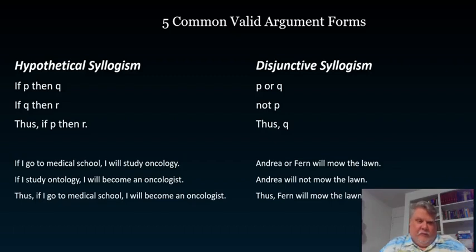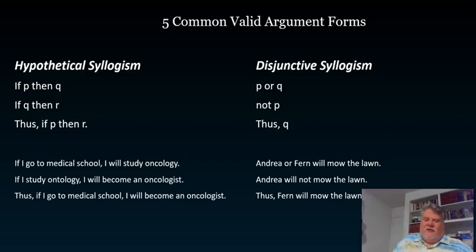So I think that really it should be pretty easy to identify. So if I ask on an exam, for instance, to identify what form of an argument it is, if you see all if-thens in the premises and the conclusion, then you're dealing with a hypothetical syllogism. Here's an example. If I go to medical school, I will study oncology. If I study oncology, it should be oncology, not ontology, I will become an oncologist. Thus, if I go to medical school, I will become an oncologist.